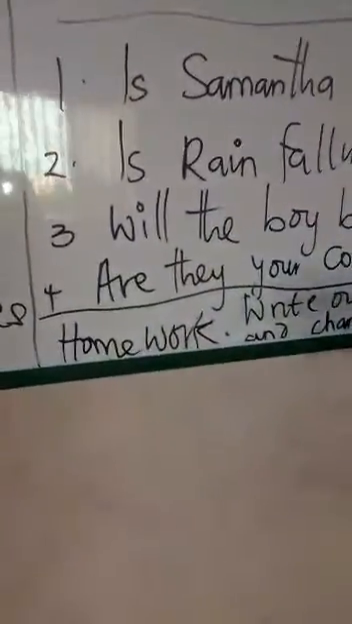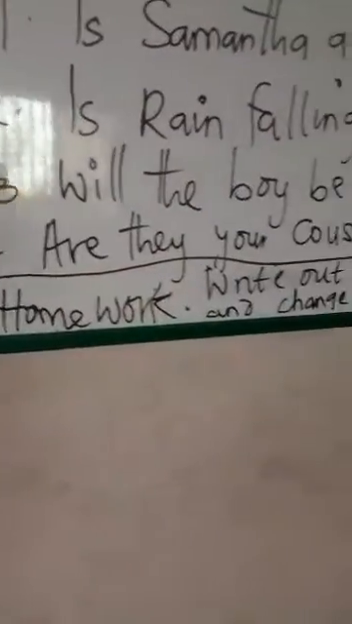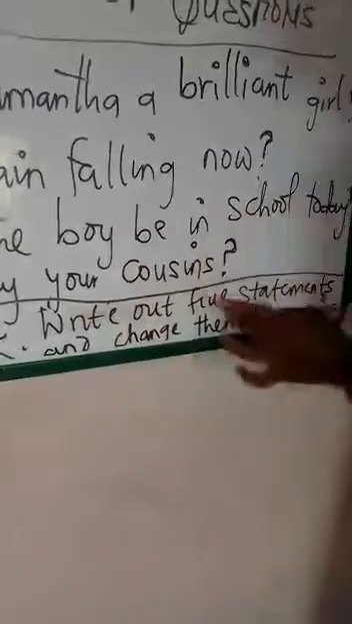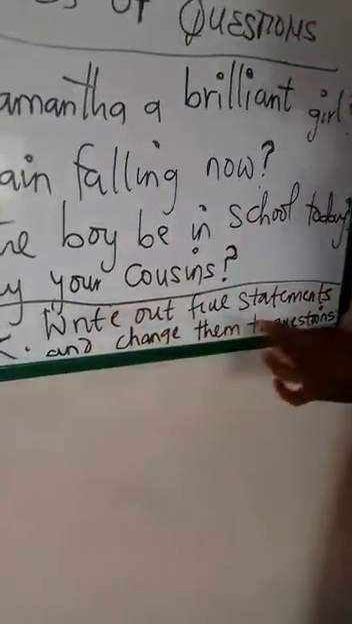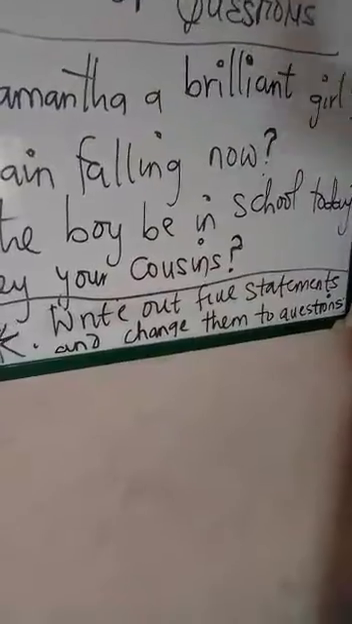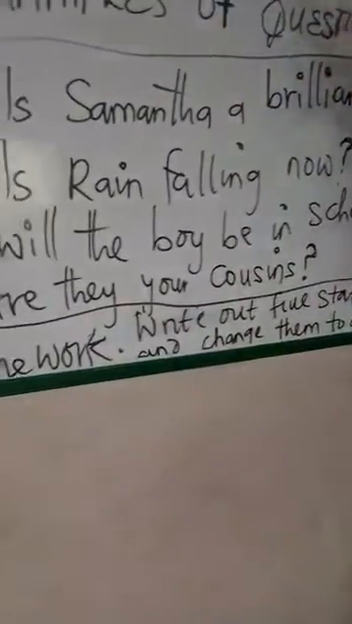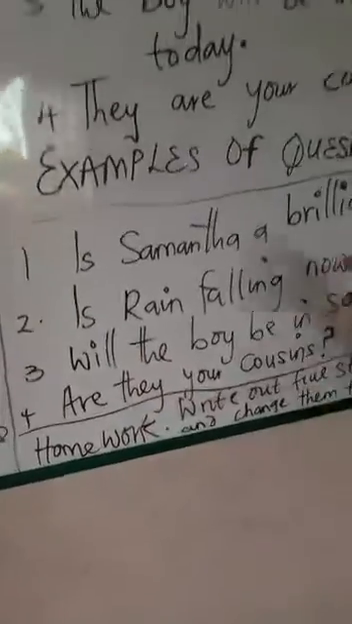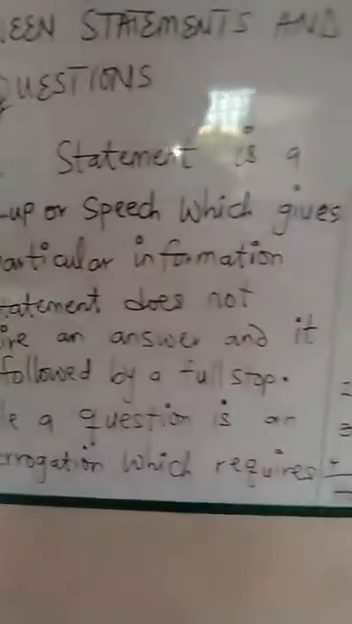So, I need you to do something for me. That's your homework for today. The question says, write out 5 statements and change them to questions. Please read the corrections I've given you, study the corrections I've written for you, and then you should be able to do this. Write out 5 statements and then change them to what?